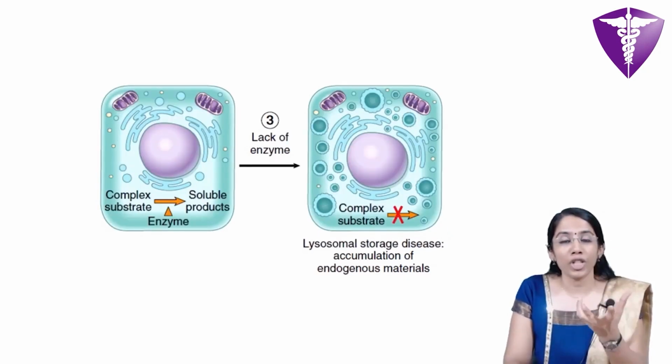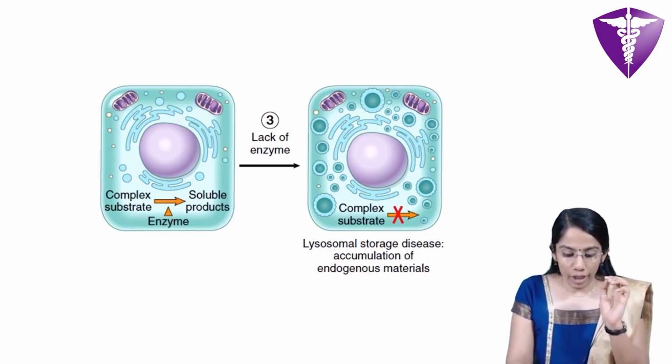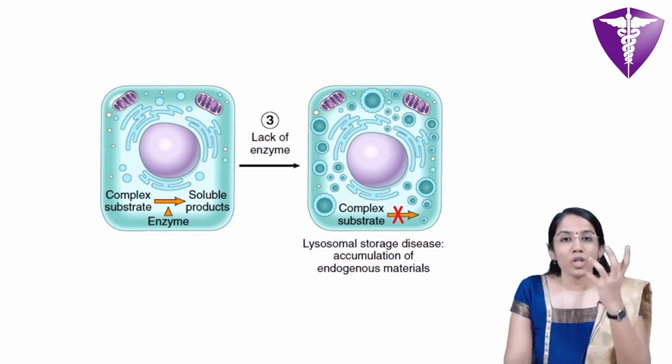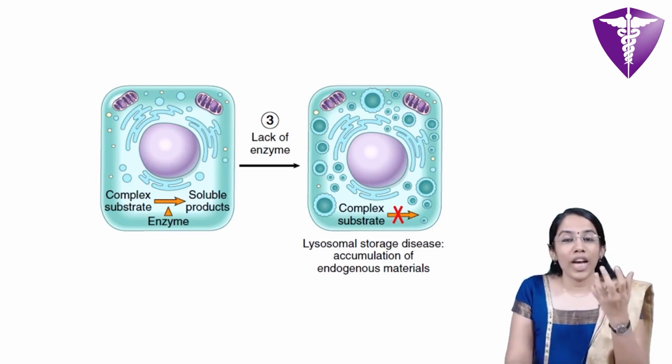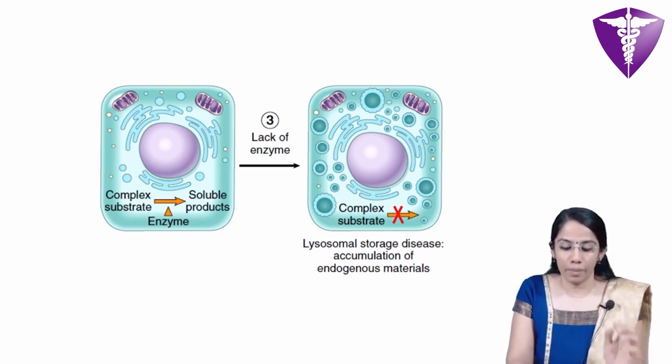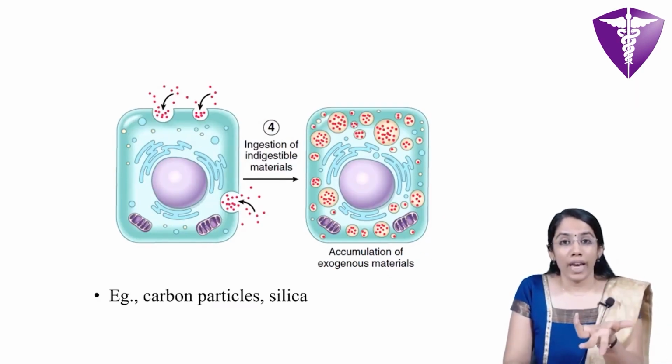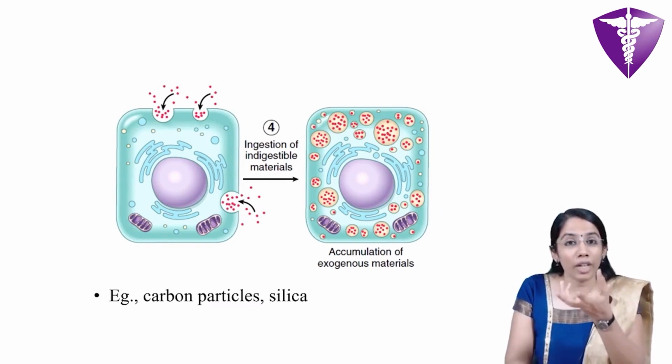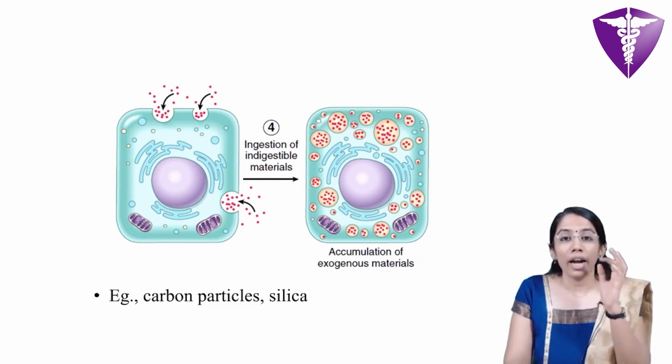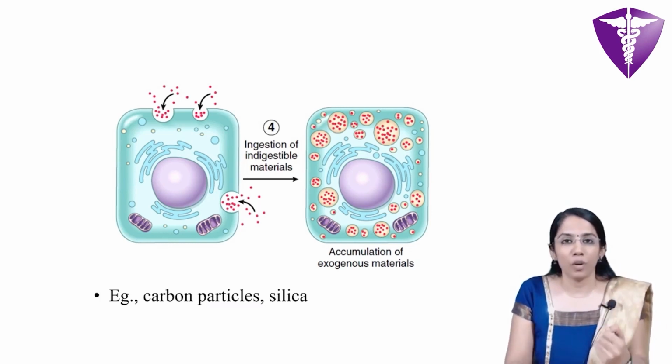Next is in which failure to degrade a metabolite due to inherited lack of enzyme leads to accumulation of the product. So, this is what classically we know as storage disorders. This occurs due to an inherited defect in an enzyme. Apart from this, the fourth mechanism is by which some of the phagocytosed particles such as carbon particles or silica are unable to be digested, and so they accumulate within the cell. So, these are the four mechanisms by which substances accumulate within the cell.